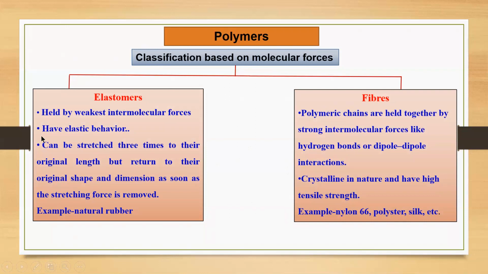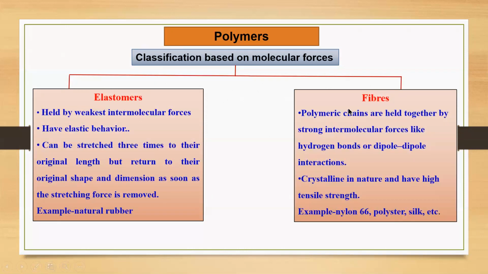Elastomers are the polymers that are held together by the weakest intermolecular forces. That is, they have elastic behavior. The intermolecular forces between the various chains are weakest. They can be stretched 3 times their original length, but again return to their original shape and dimension as soon as the stretching force is removed. So the example is natural rubber.